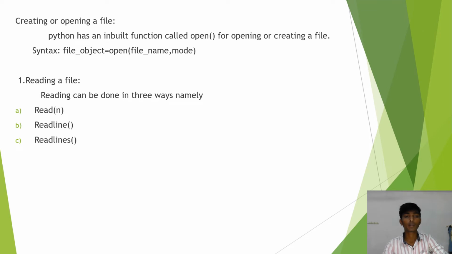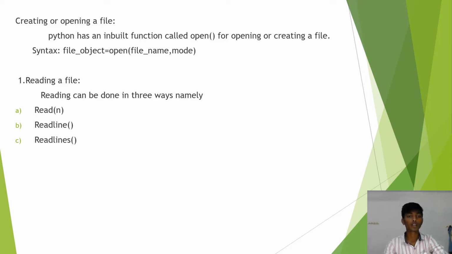Now I am going to explain how to create or how to open a file. Python has an inbuilt function called open() for opening or creating a file. Syntax for opening or creating a file: file object equal to open of file name comma mode. File name is nothing but the name of the file. Mode: whichever mode we are going to access, that mode we mention.